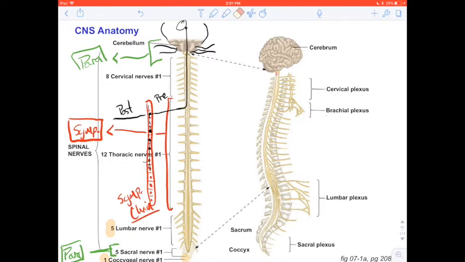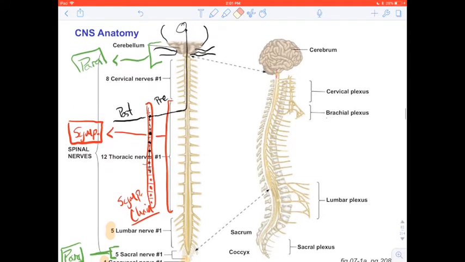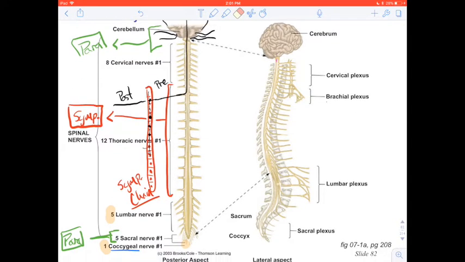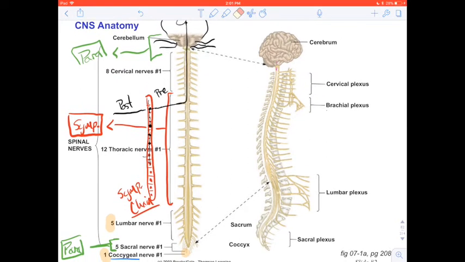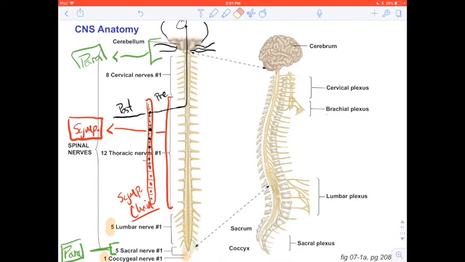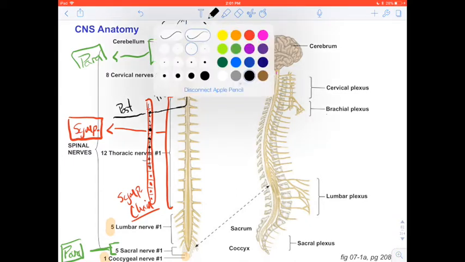So for now, let's make sure we understand where each one of these comes out. So parasympathetic is going to originate from the brainstem, the sacral region. Sympathetic will come out of the thoracic region here. Right? And then our somatic system is going to come out of each one of these. We'll put somatic in blue.